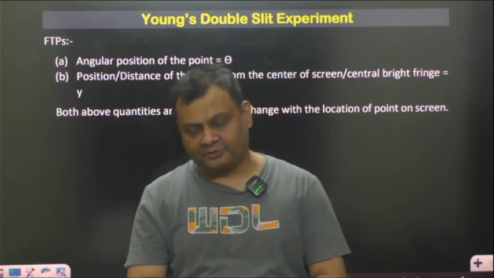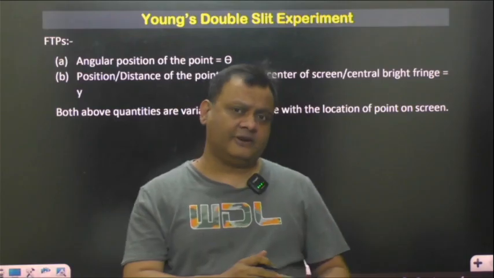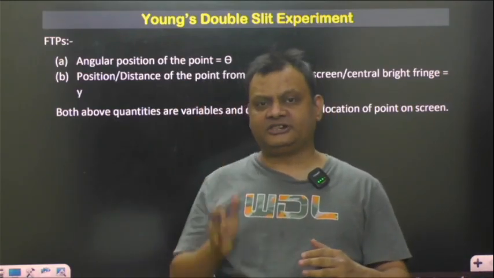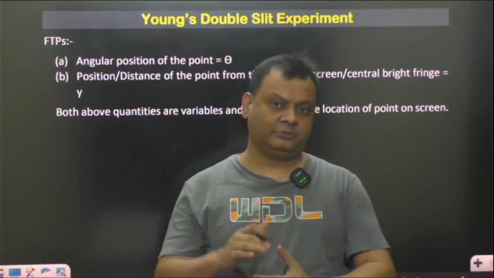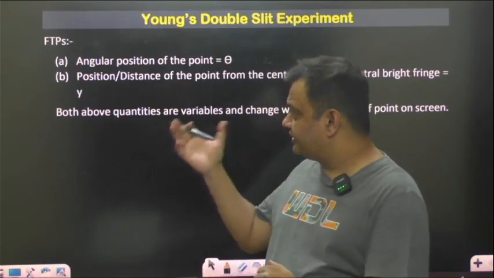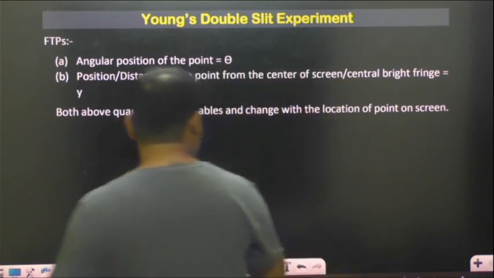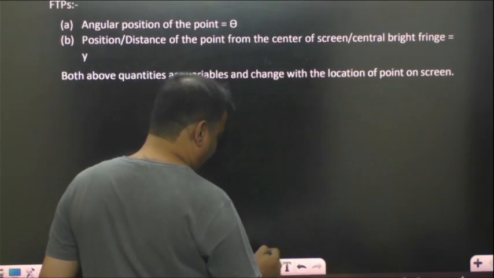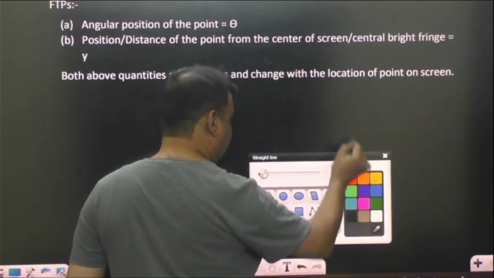Young's double slit experiment. In the previous lecture, we have seen the formula for the path difference at any point P on the screen, which is at a distance of y from the center of the screen and angular position theta. Now let's have a quick recap. When you make the setup of Young's double slit experiment, in short form you can say YDSE.